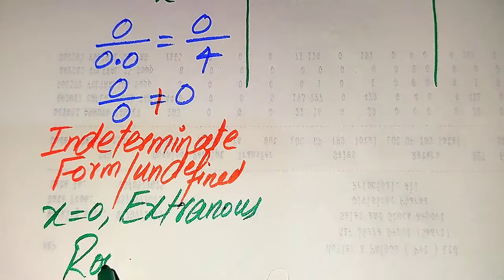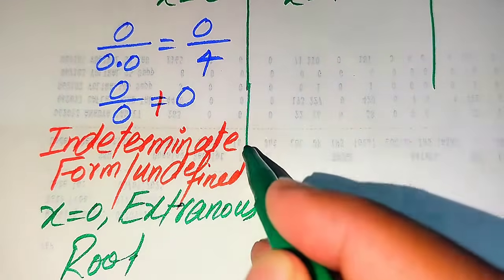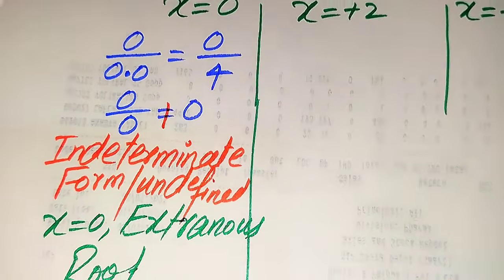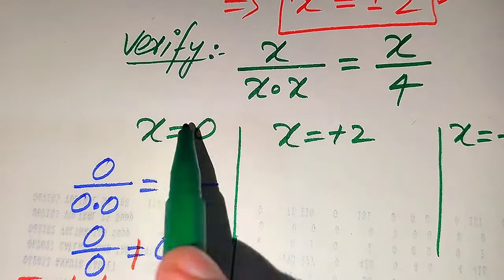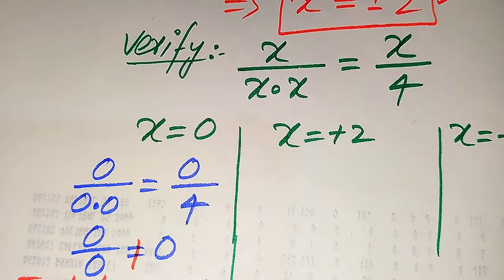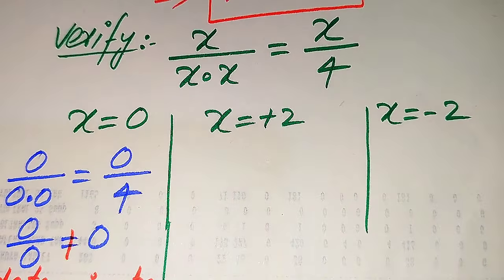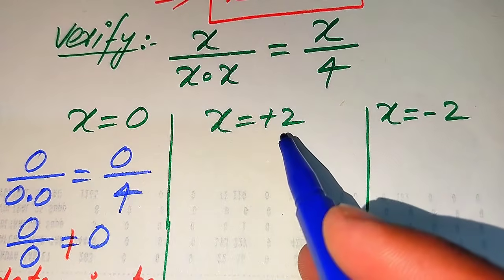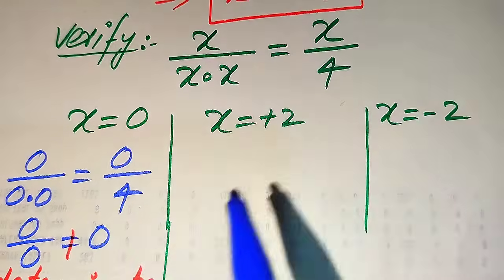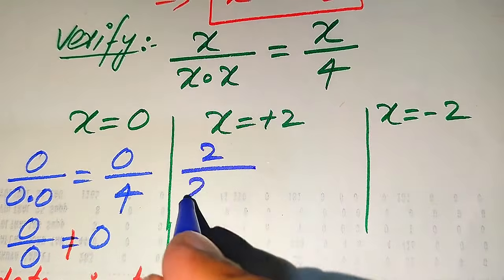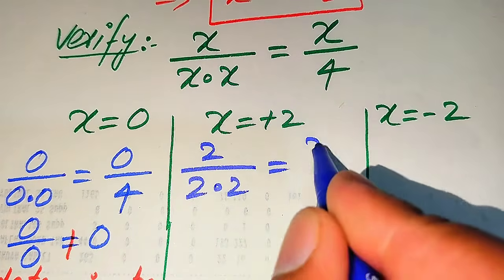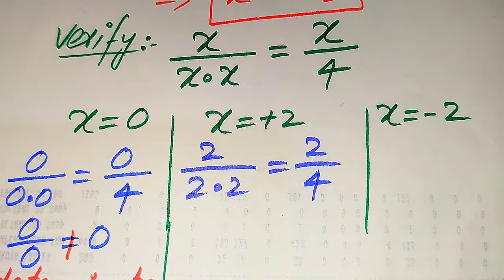Okay, so this is the extraneous root, and in the next step we need to verify the second value of x. Here we conclude that x equals 0 does not satisfy the given equation, so it is the extraneous root. And now we verify the second value of x, which is plus 2. When we put 2 on both of the sides, it becomes 2 divided by 2 multiplied by 2 equals 2 divided by 4.